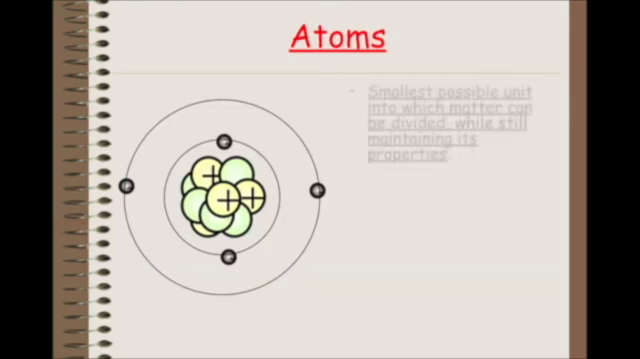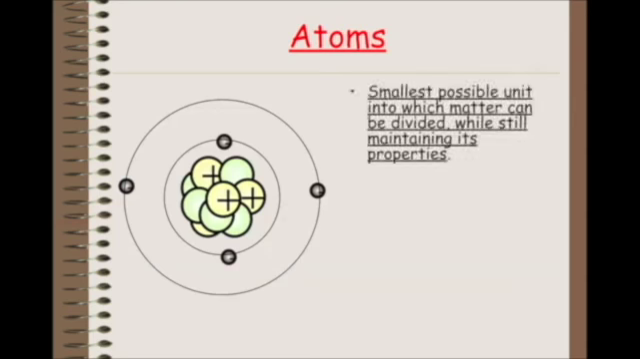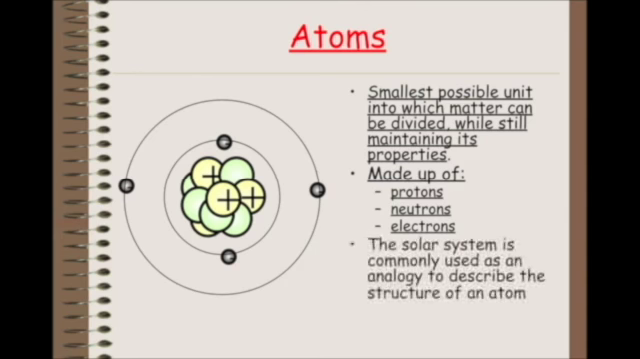Okay, atoms. They are the smallest possible unit into which matter can be divided while still maintaining its individual properties. Okay, it's made up of protons, neutrons, and electrons. We're going to talk about what each of those three things are separately.